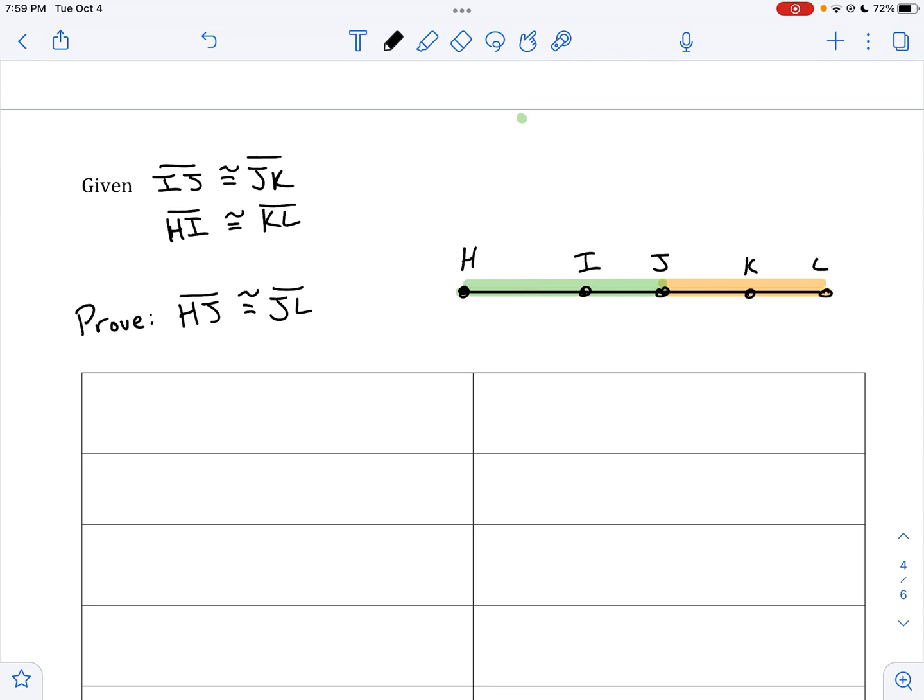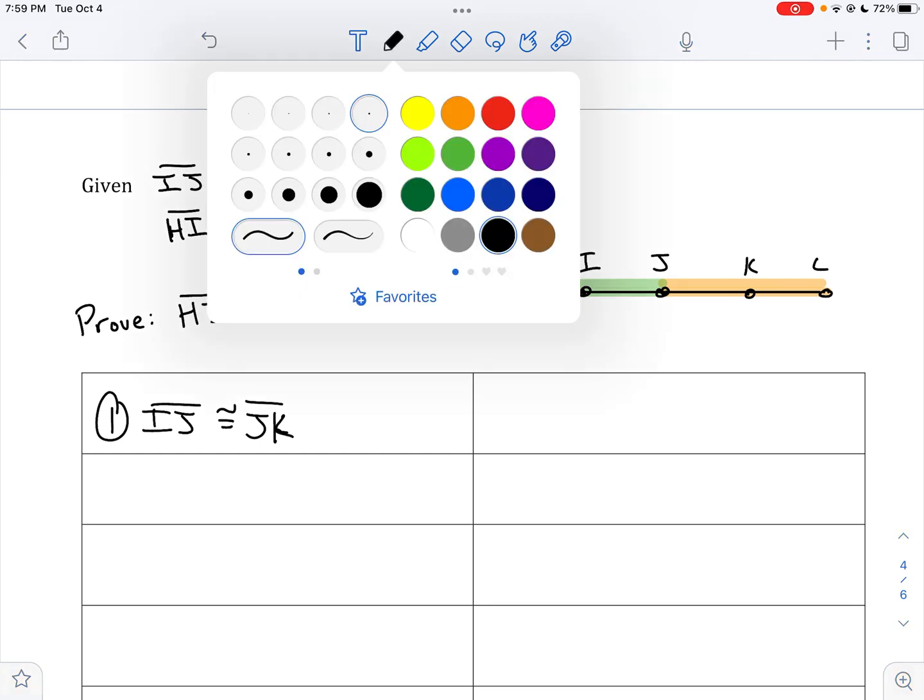On this video, we're going to take a look at how do I prove a geometric proof involving the segment addition postulate. So the first thing I should always do is, of course, copy down my given statements. Given that IJ is congruent to JK, and if you want to do that in one step, you can do that. If you want to break it up into multiple steps, you can do that as well.